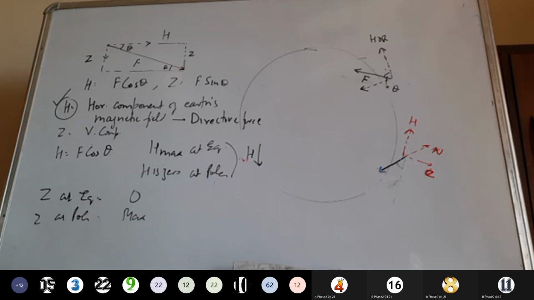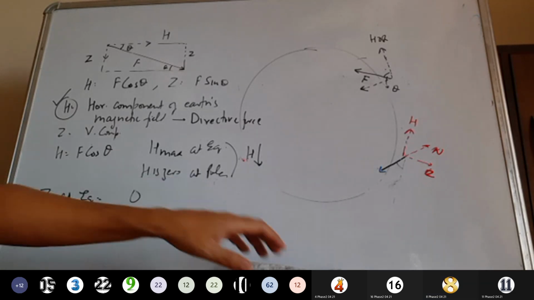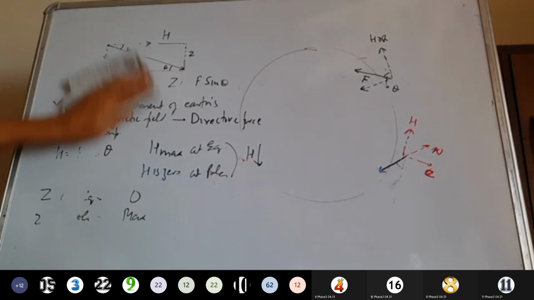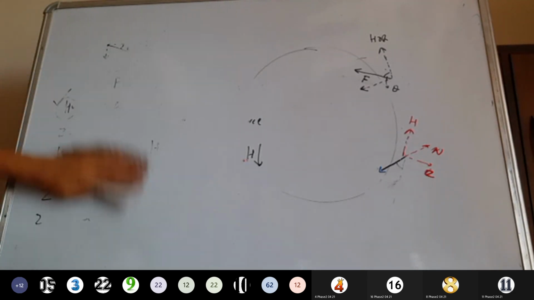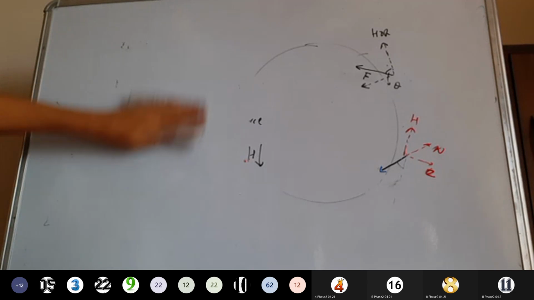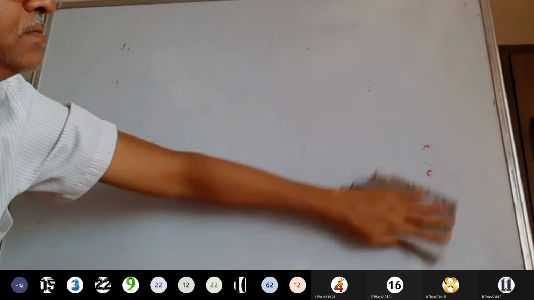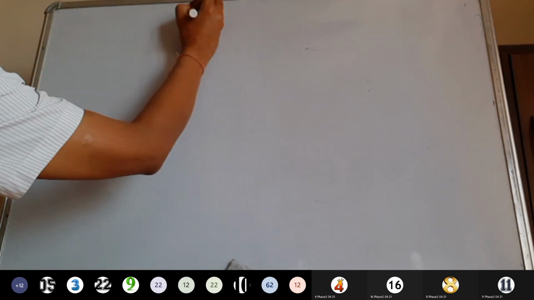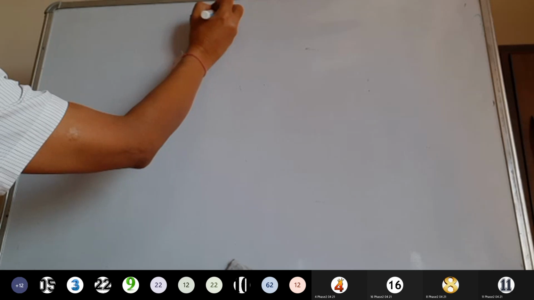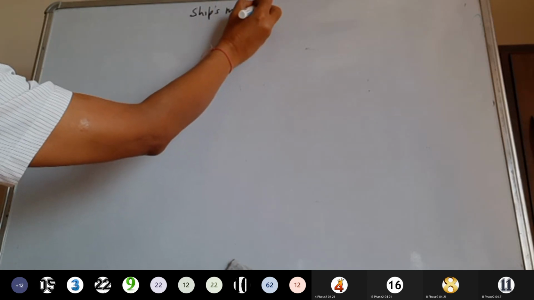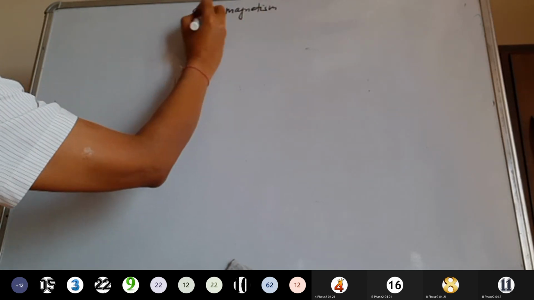So is this whole illustration understood? Yes, sir. This is about the Earth's magnetic field. Now we will go to the ship's magnetic field, or we call it ship's magnetism.